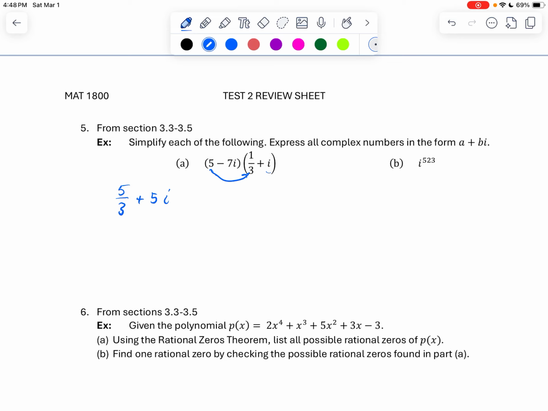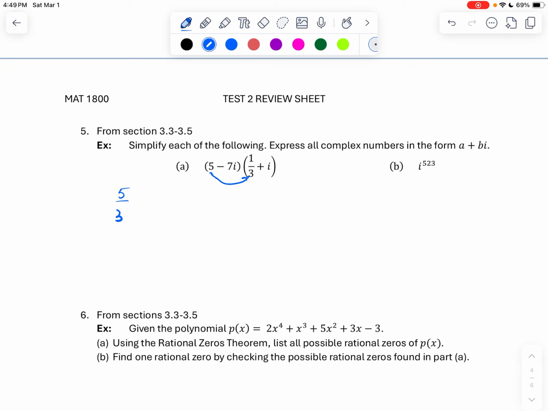Now we take the second term in the first expression, multiply with this, and then multiply with that. So 7I into 1/3 gives me, okay, so we're getting 5/3 here plus 5I minus 7/3 I minus 7I squared.